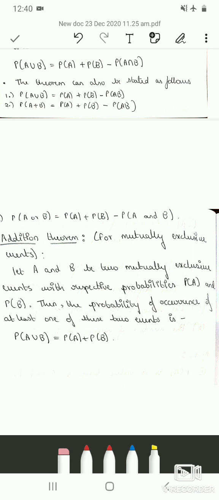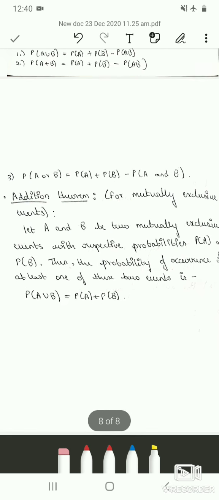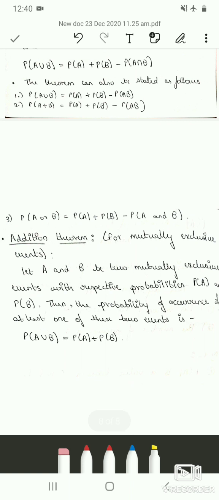So these were the basic and important definitions of probability. In the next class we will study some of the problems on probability.